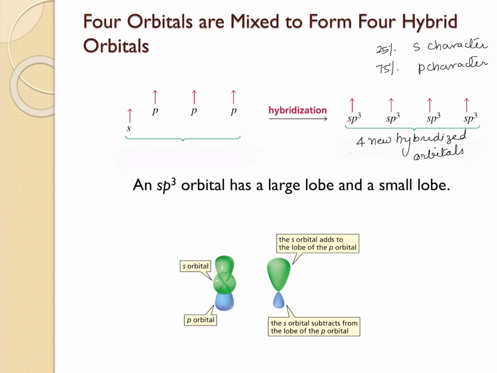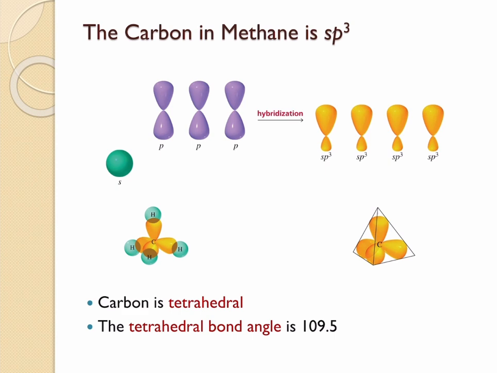When they mix together, they form the sp3 hybridized orbital, which has 2 lobes. This lobe is created when the s orbital adds to 1 lobe of the p orbital, and this lobe is created when the s orbital subtracts from the lobe of the p orbital. And this larger lobe is used for forming covalent bonds. These sp3 hybridized orbitals are going to arrange themselves in a tetrahedral pattern, as we see here, in order to maximize their distance from each other, so as to create the characteristic 109.5 degree bond angles, which is what we see in the case of methane.